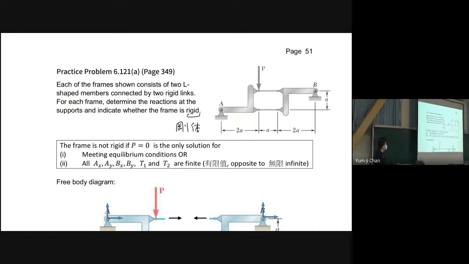The first part of the question should be no problem for you, you just apply Fx equal to 0 and Fy equal to 0. But the problem is this part, whether the frame is rigid. Let me discuss this. A frame is not rigid if equilibrium means P has to be equal to 0.